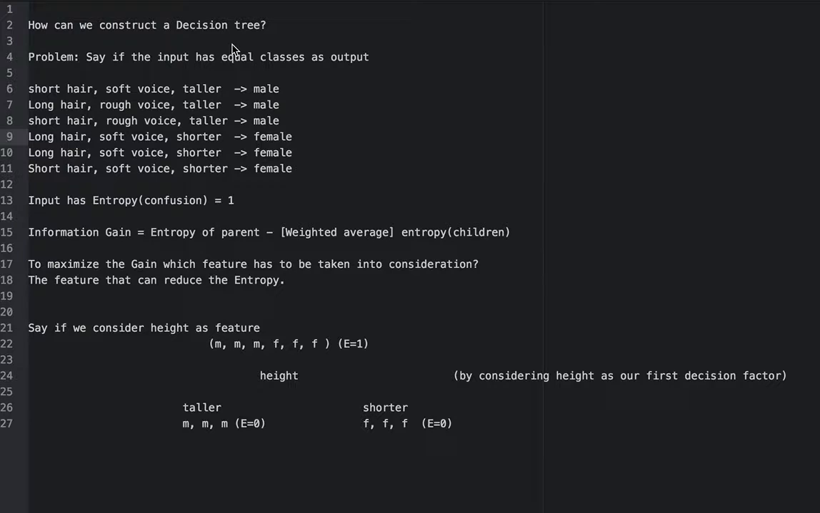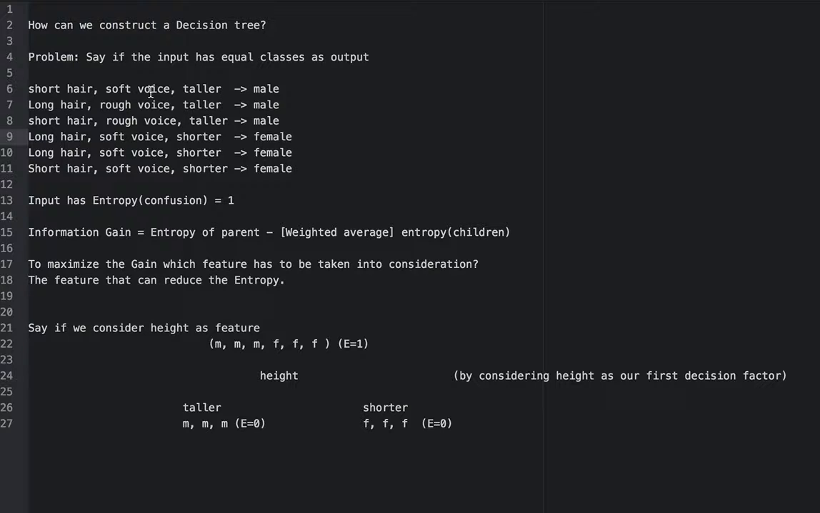Say we have a problem, and this is the example data that we got: short hair, soft voice, and taller, which for example, if he is a male, has all these three features. So for example, if you have data of 6 entries that has 3 males and 3 females, then how can we decide which factor to consider as our first factor to construct the decision tree?